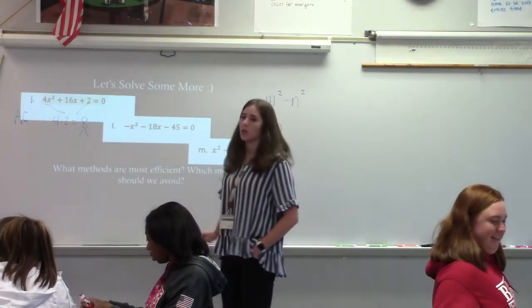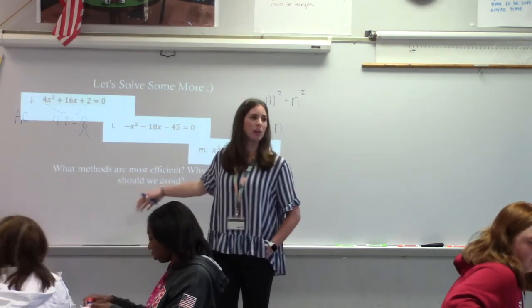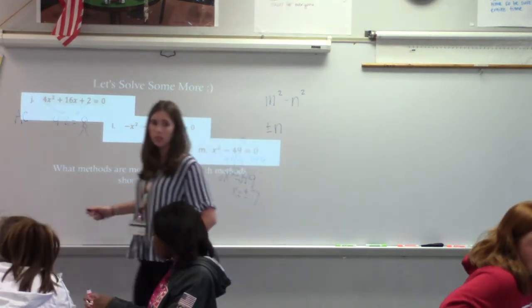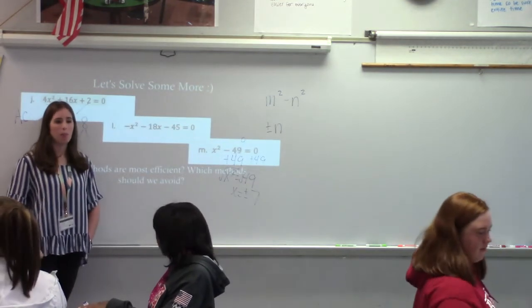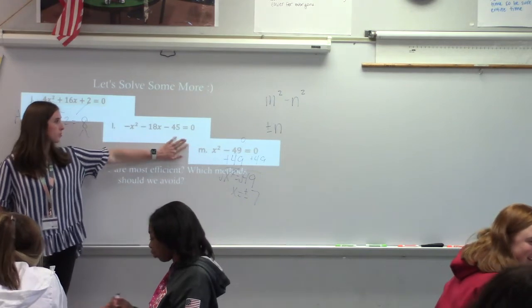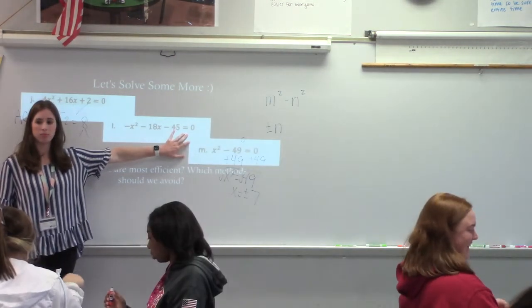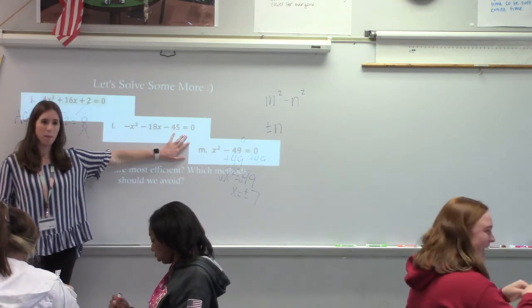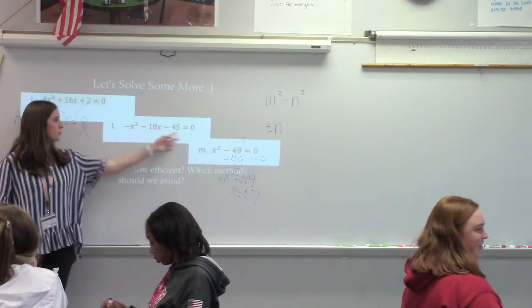Okay. We're going to do one more. It's on the board though, so you can follow along. Okay, guys. Look at equation L. What are you going to do? What method are you thinking? Factoring. Negative 3 and negative 15. Okay, so this one can factor.